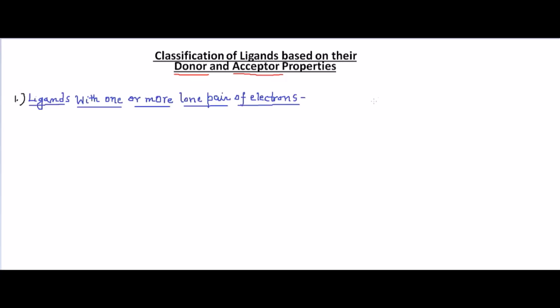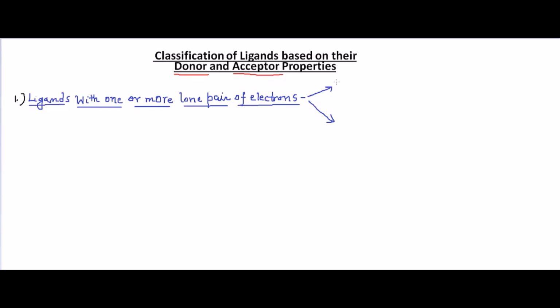Okay, so we had previously discussed that ligands are mostly donors because they donate their electron pairs to the central metal ion. But in this section we will see how they can act as acceptors also. So based on these donor and acceptor properties, they have been classified majorly into two types. The first category is the ligands with one or more lone pair of electrons. Now this category has been subdivided into two more subcategories.